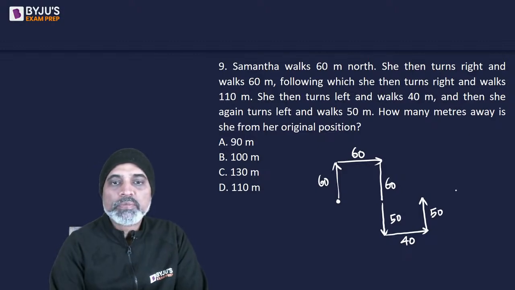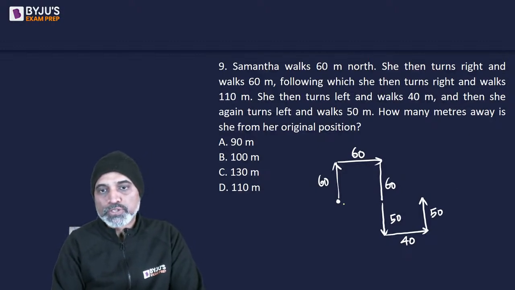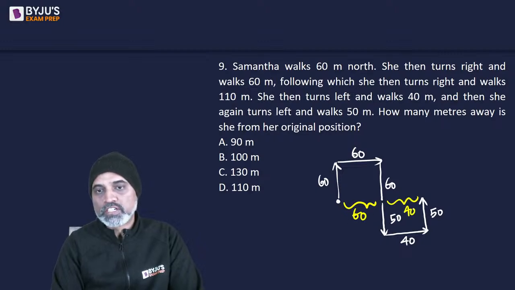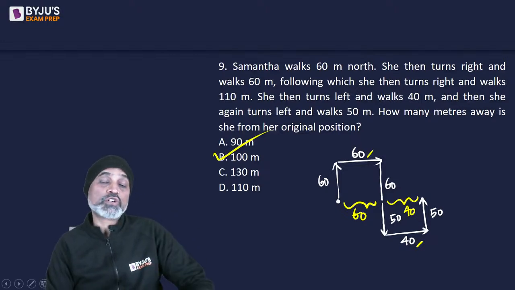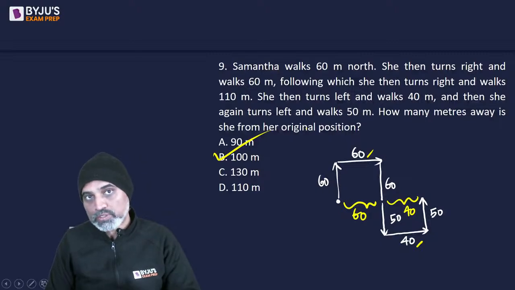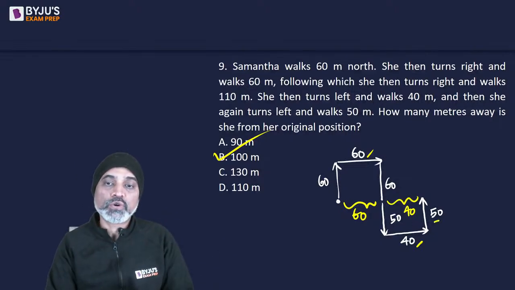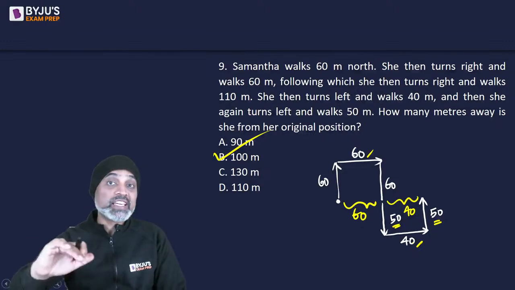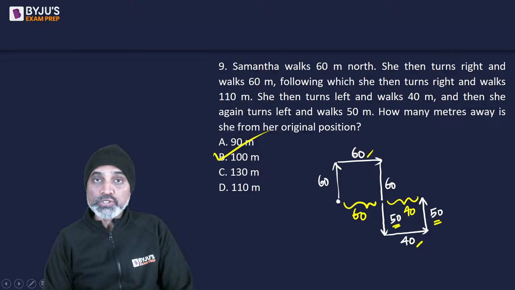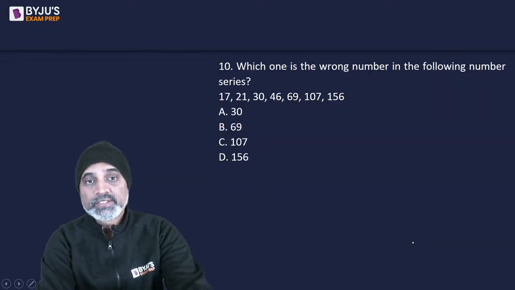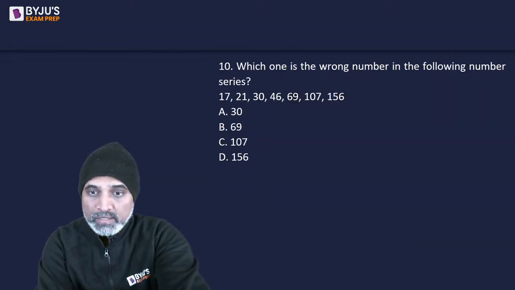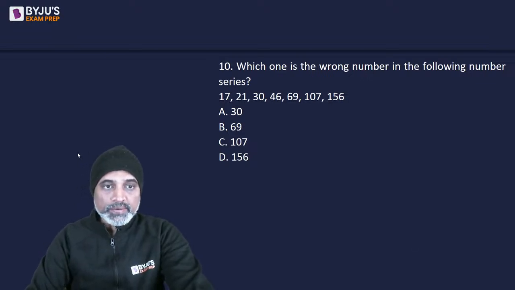So the question is, how many meters away is she from her original position? She is this much away, which is 60 meters, plus this much away, which is 40 meters, right? So 60 plus 40, 100 meters away is she, because whatever extra distance she moved south is the same distance she went back up. So she's in a straight line. She is to the east of her original position, right? Good.